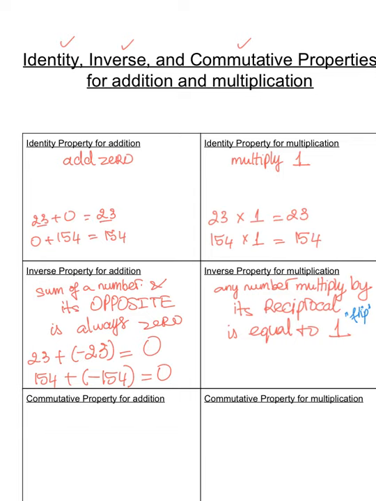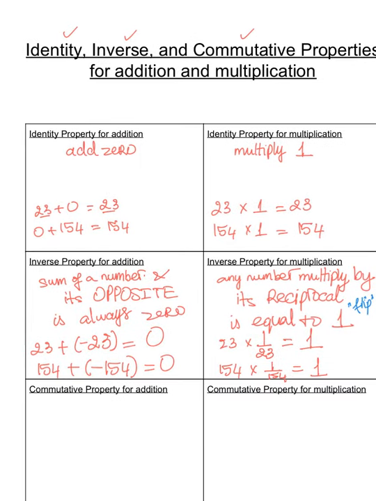So if I have a number 23, the reciprocal of 23 is 1 over 23, which is I basically just flip the number, and the product is equivalent to 1. Next, I have 154. What is the reciprocal of 154? 1 over 154, and the answer is 1.